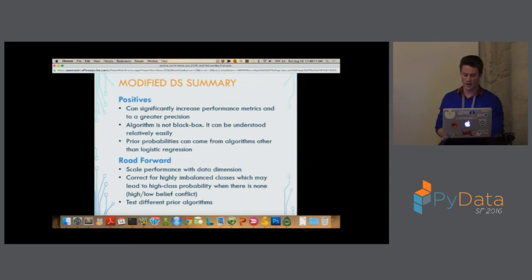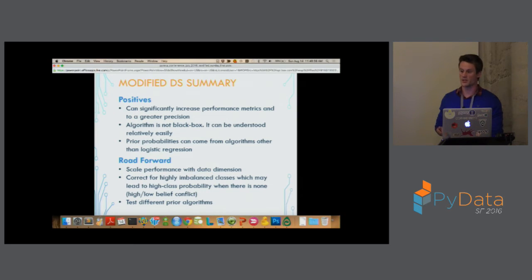As I mentioned before, the prior probabilities can come from other algorithms other than logistic regression, which is kind of cool. And we're even thinking of possibly bringing in multiple prior algorithms. Going forward, we want to see how it scales. Are we going to actually get any tangible results from this if we wanted to scale it up?